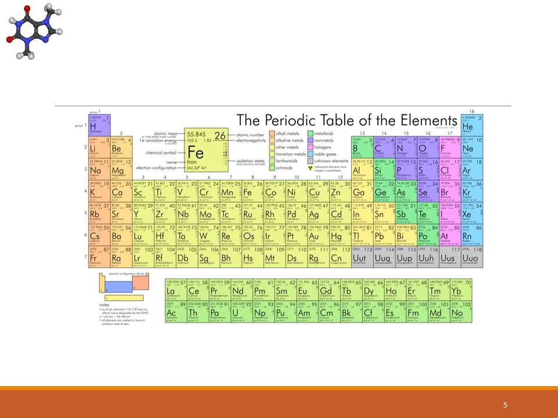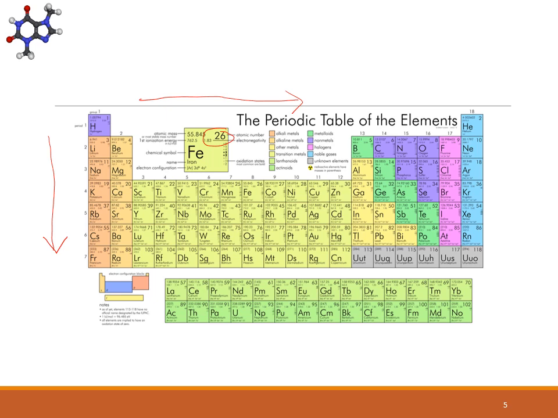First is by atomic number. The atomic number of each element is always listed with the element. In our periodic table, the atomic number is written on the upper right-hand corner of the element box. The atomic number of iron is 26. Elements are arranged in increasing atomic number from left to right, first row to last row.